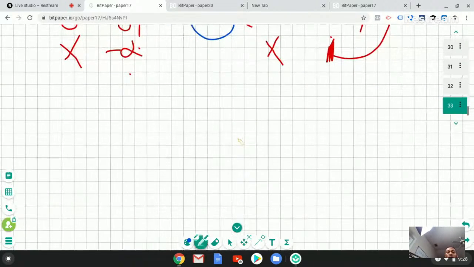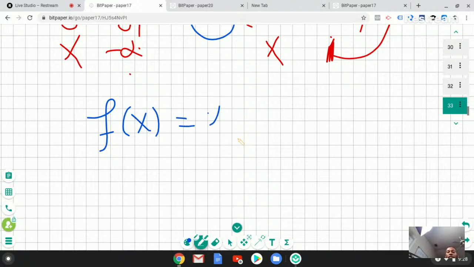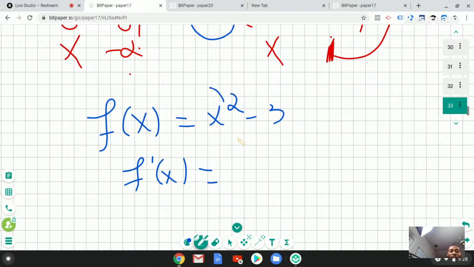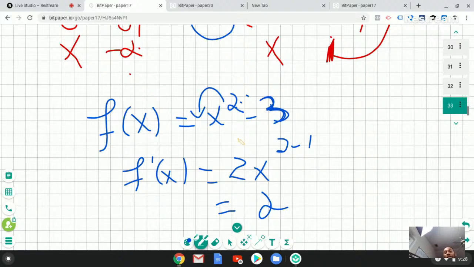So we find the derivative of x squared. f of x is equal to x squared minus 3. What is f prime of x? Easy way to do this: you bring the exponent up front and you take 1 out of it. So 2, you bring the 2 up front, 2x, 2 minus 1 is 1. So the derivative is 2x, and then the 3 doesn't have any x next to it. It's a constant, so it turns into 0. So f prime of x is equal to 2x.